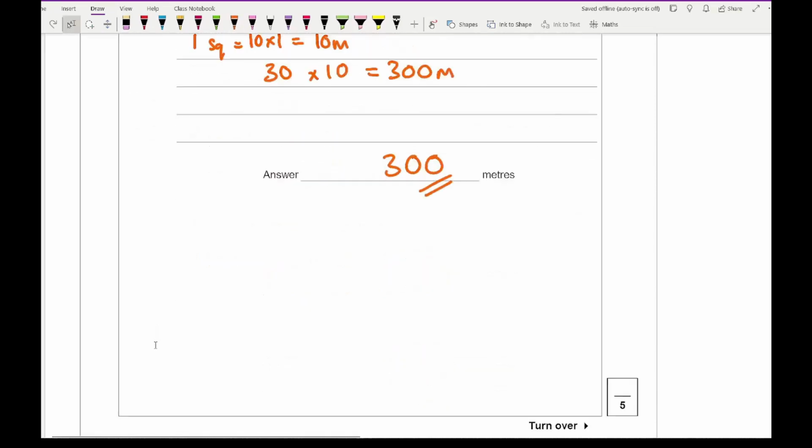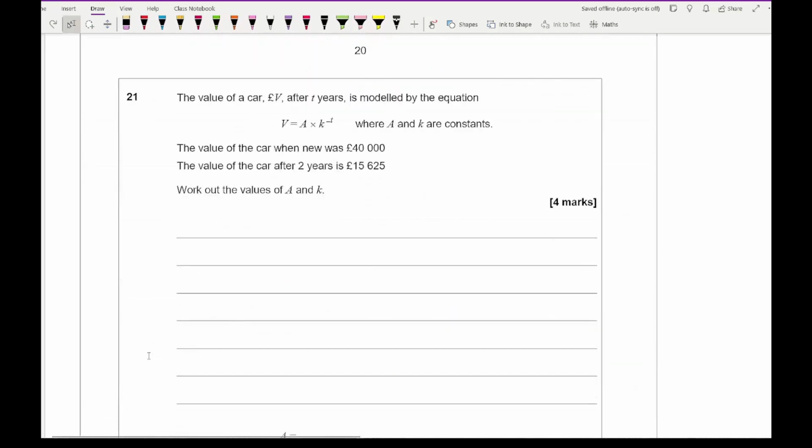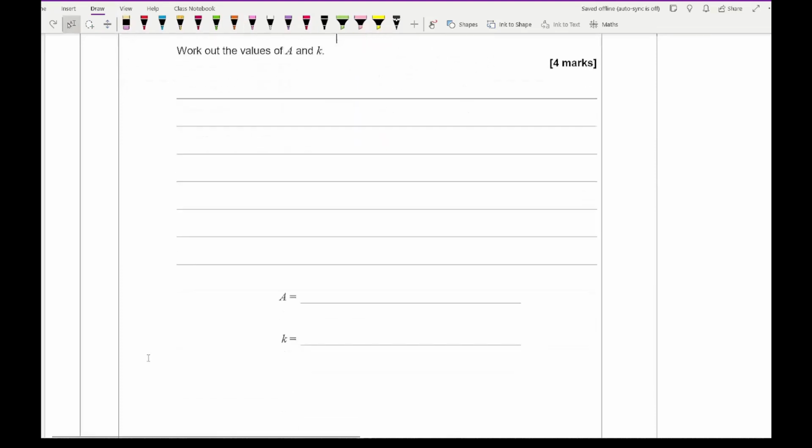And there we go. Then moving on to question 21, it says the value of a car in V pounds after t years is modelled by the equation V equals A times K to the power of minus t, where A and K are constants. The value of the car was £40,000 when it was new, and the value after 2 years is £15,625. Now the question is asking us to work out the values of A and K. Well, this value A is, if you know compound interest, going to be the initial value. So we know straight away that V is going to be £40,000.